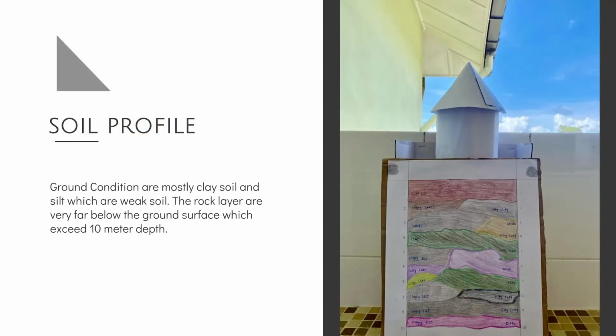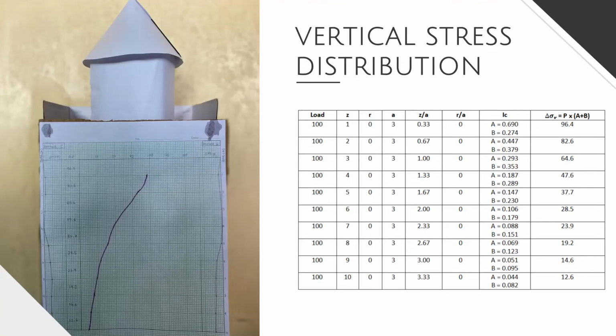For our soil profile, the ground conditions are mostly clay soil and silt, which are wet soil. We found out that the rock layers are very far below the ground surface, exceeding 10 meters depth. For our vertical stress distribution, the maximum stress is located at 1 meter depth, which is in clay soil. The maximum value is 96.4 kN per meter squared. We can conclude that the deeper the depth, the more the stress value decreases.